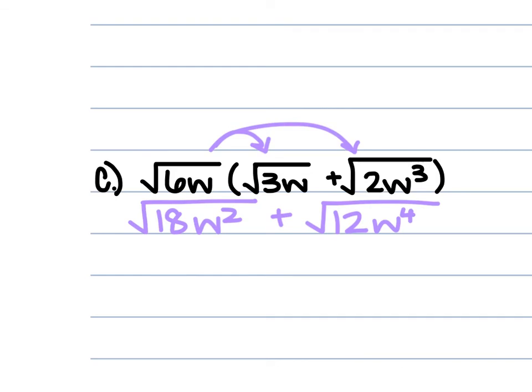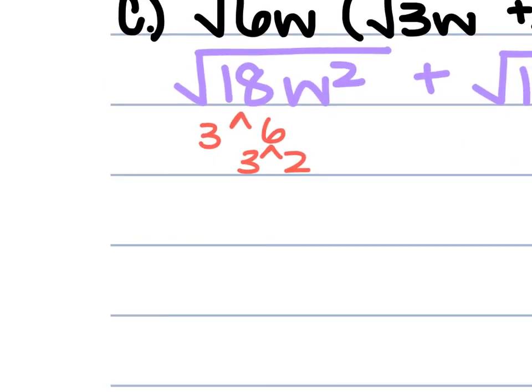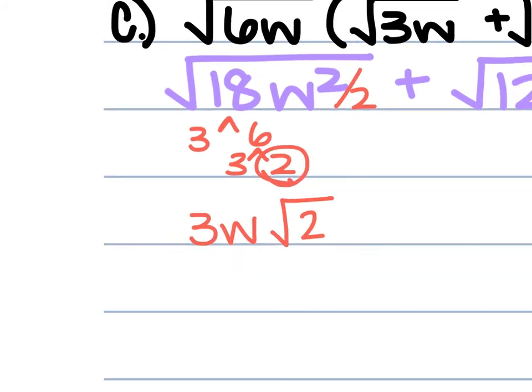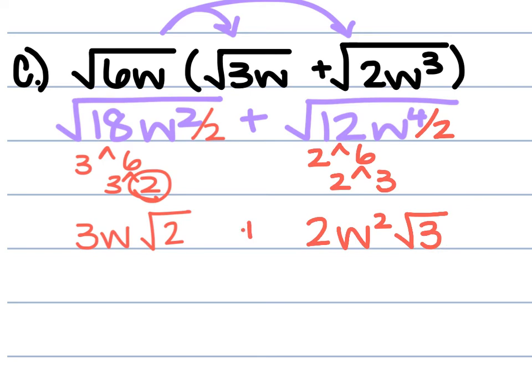So now from here, we're going to simplify. So the 18, we have 3 and 6. 6 is 3 and 2. So this is going to be 3, the w squared, divide the exponent by 2, is just going to be w. And keep the 2 underneath. This 2 stays underneath. The 12 is 2 and 6. The 6 is 2 and 3. The 4 gets divided by 2, so this is 2w squared. Keep the 3 underneath the radical.